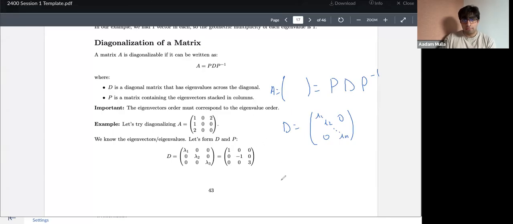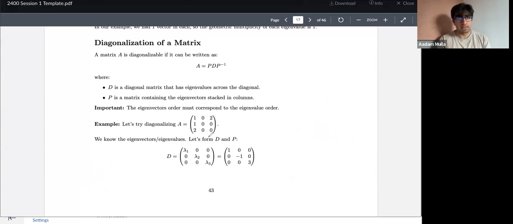And P is a matrix that has the eigenvectors stacked as columns. So eigenvector 1 is the first column, eigenvector 2 is the second column, etc., all the way up to eigenvector n. You just stack the eigenvectors in the columns. It's important that the order must correspond. So in D, lambda 1 comes first, then lambda 2, etc. So in P, you must put the V corresponding to lambda 1 first, then the V corresponding to lambda 2 next, and that's how this matrix multiplication will work.